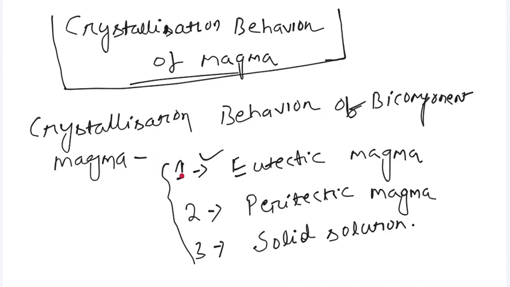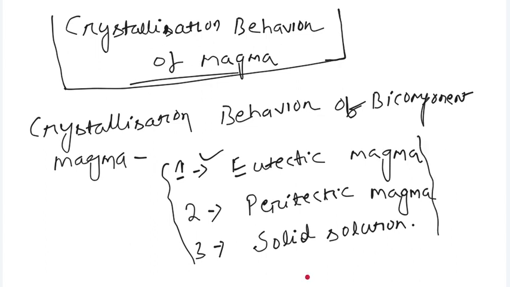So in case of peritectic, crystallization of one component will be affected by the other, and also in solid solution they will always form a mixture of solid. In any type of crystallization they will always form a mixture of solid. So we'll start from eutectic crystallization behavior.